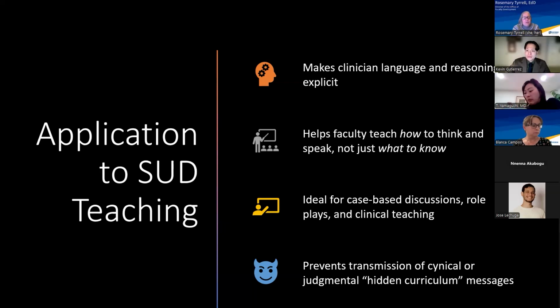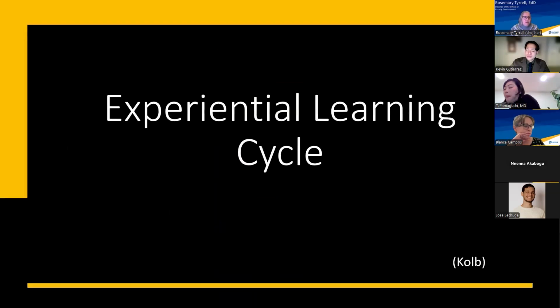So an example of the use of this would be faculty models how to respond to a patient requesting opioids. Learners practice reframing any stigmatizing statements. And then the group reflects on how language shapes that patient's trust of their care. That would be the cognitive model.